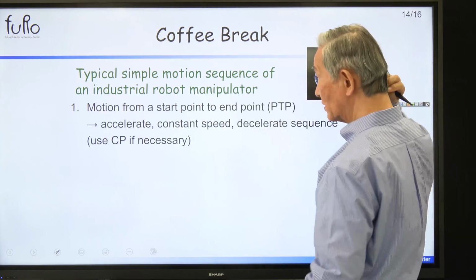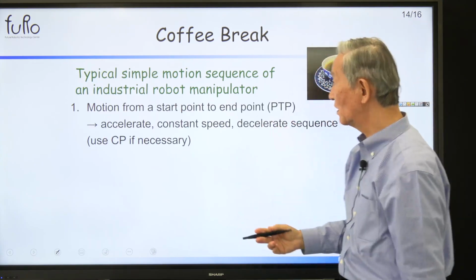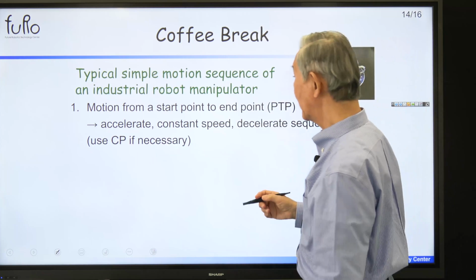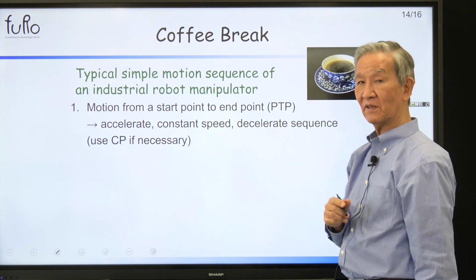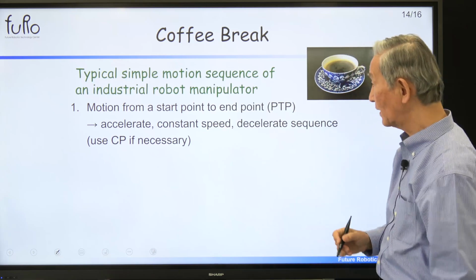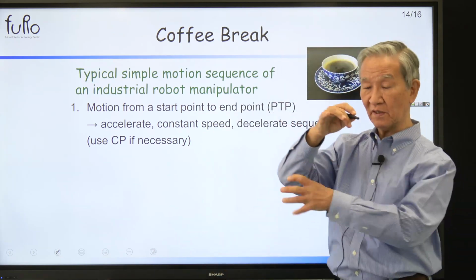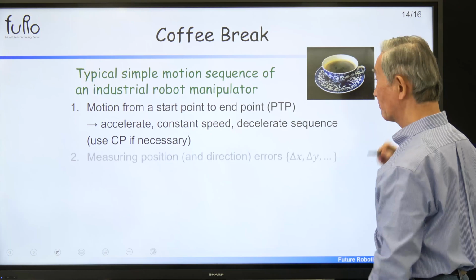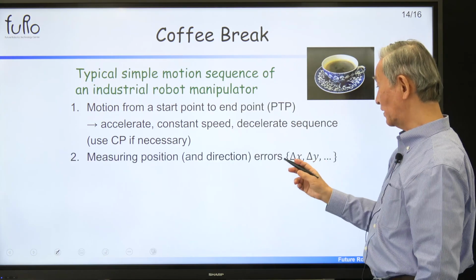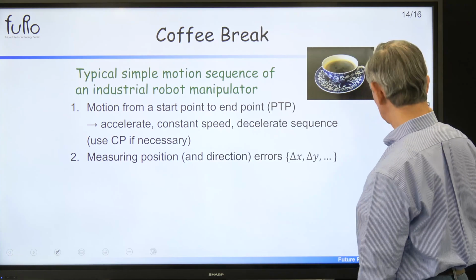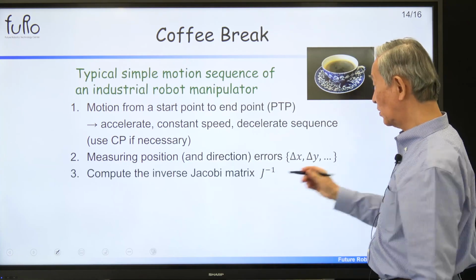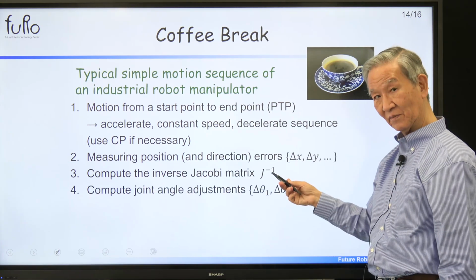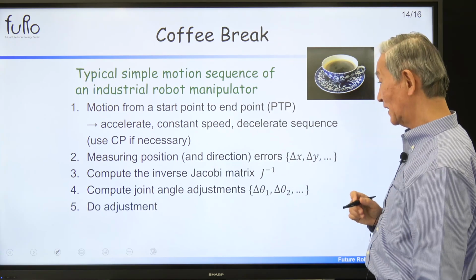So if you take a look at industrial robot manipulator control, there is the motion from a start point to an end point, PTP. So this is PTP. You don't care about the path, okay? And it follows an accelerate, constant speed, decelerate sequence. That's something we have already done. Use CP if necessary. If there is something in between, so you want to control the trajectory as well, use CP. Then measure position and direction errors with cameras, whatever. And then compute the inverse Jacobi matrix and compute the joint angle adjustment using those two. And do the adjustment.